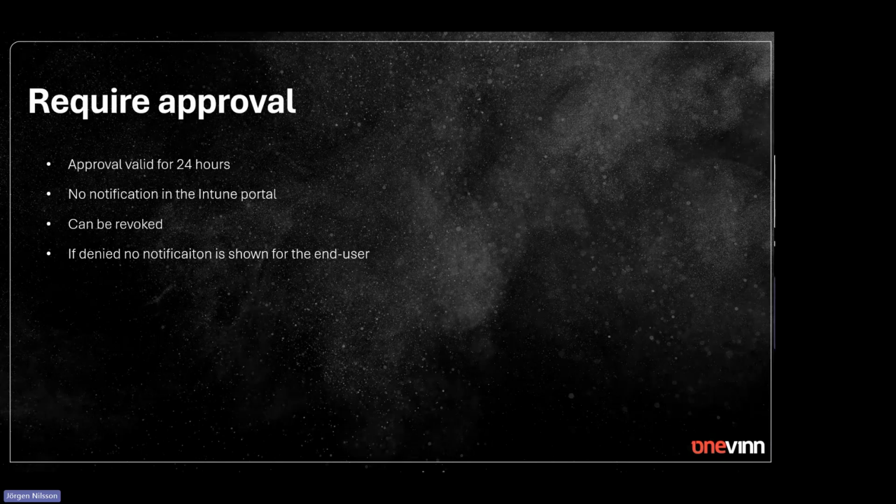We can revoke it if we regret it afterwards, and we must take into account as well that if we deny the require approval request, the end user will not get any notification that it's denied. So we need to tell them that in a different way. And I think they implemented that on purpose, so you can actually motivate why you didn't want them to do it, or if we just stick our head in the sand and won't tell the end user.